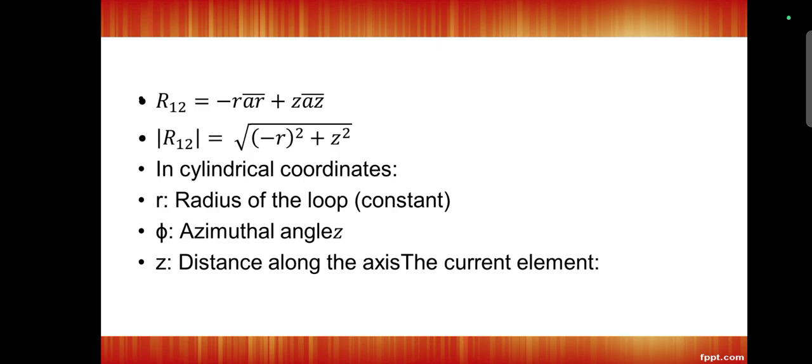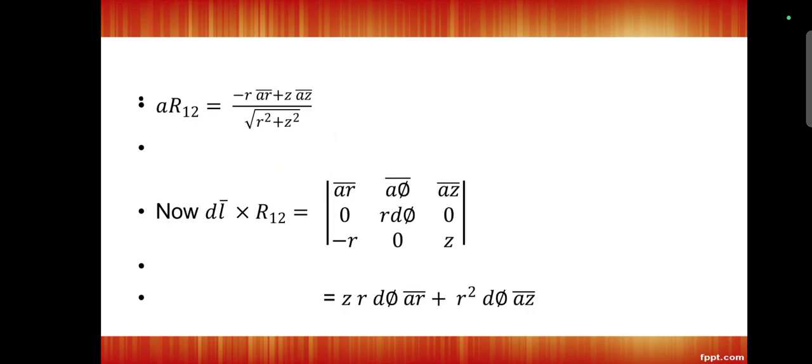Here r is the radius of the loop, which is a constant, and phi is the azimuth angle. Z is the distance along the axis. The unit vector a r12 equals minus r ar plus z az divided by square root of r square plus z square. Substituting all this in the vector product, dl cross r12 will be z r d phi ar plus r square d phi az.